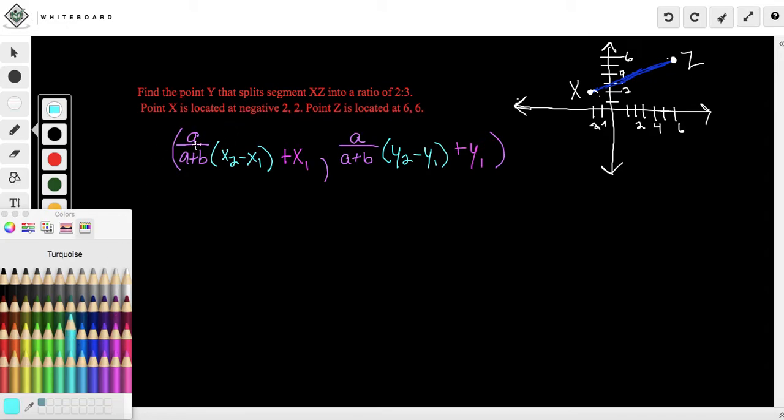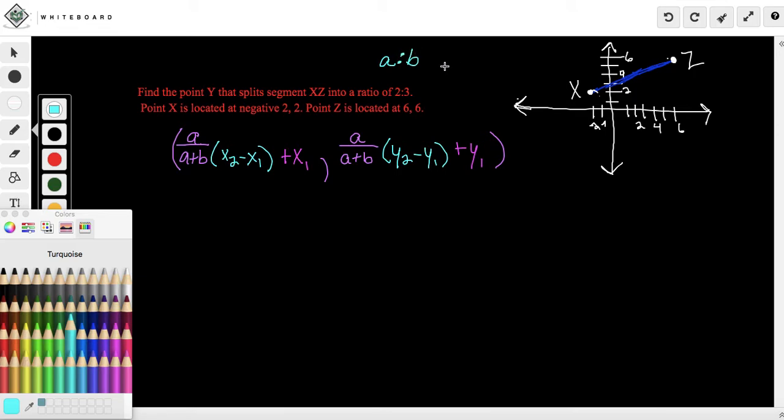All right, so let's figure it out. What are the A and the B? The A and the B refer to the ratio. This one clearly says they want it in a ratio of 2 to 3. So the 2 will be our A and the 3 will be our B.